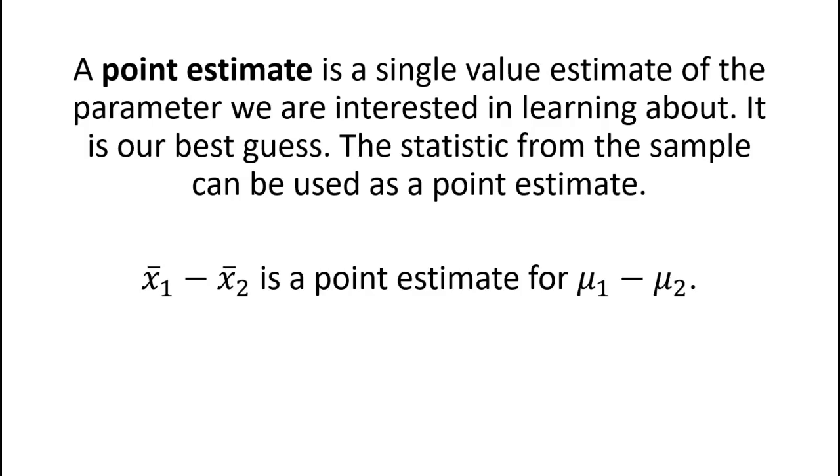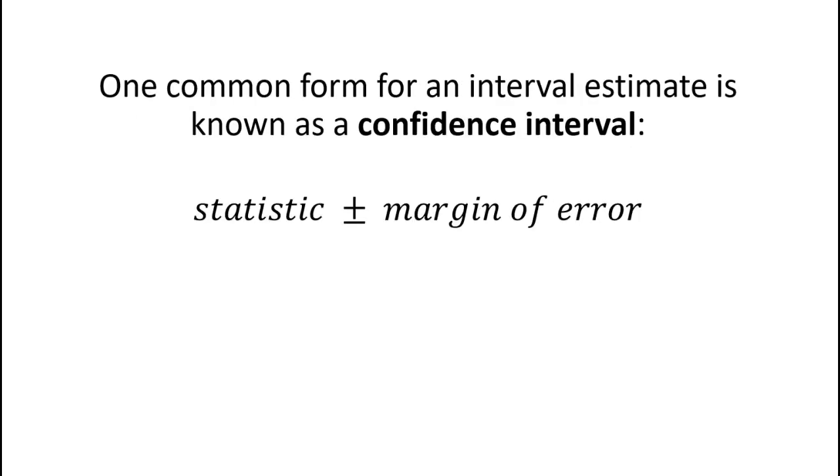So in this case, since the parameter that we're interested in is mu1 minus mu2, the point estimate will be x bar 1 minus x bar 2. We know due to sampling error that the statistic, or point estimate, is rarely exactly equal to the parameter. Instead of using the point estimate, which is a single number, we can use an interval estimate. An interval estimate gives an interval of plausible values for the population parameter. One common form of an interval estimate is known as a confidence interval.